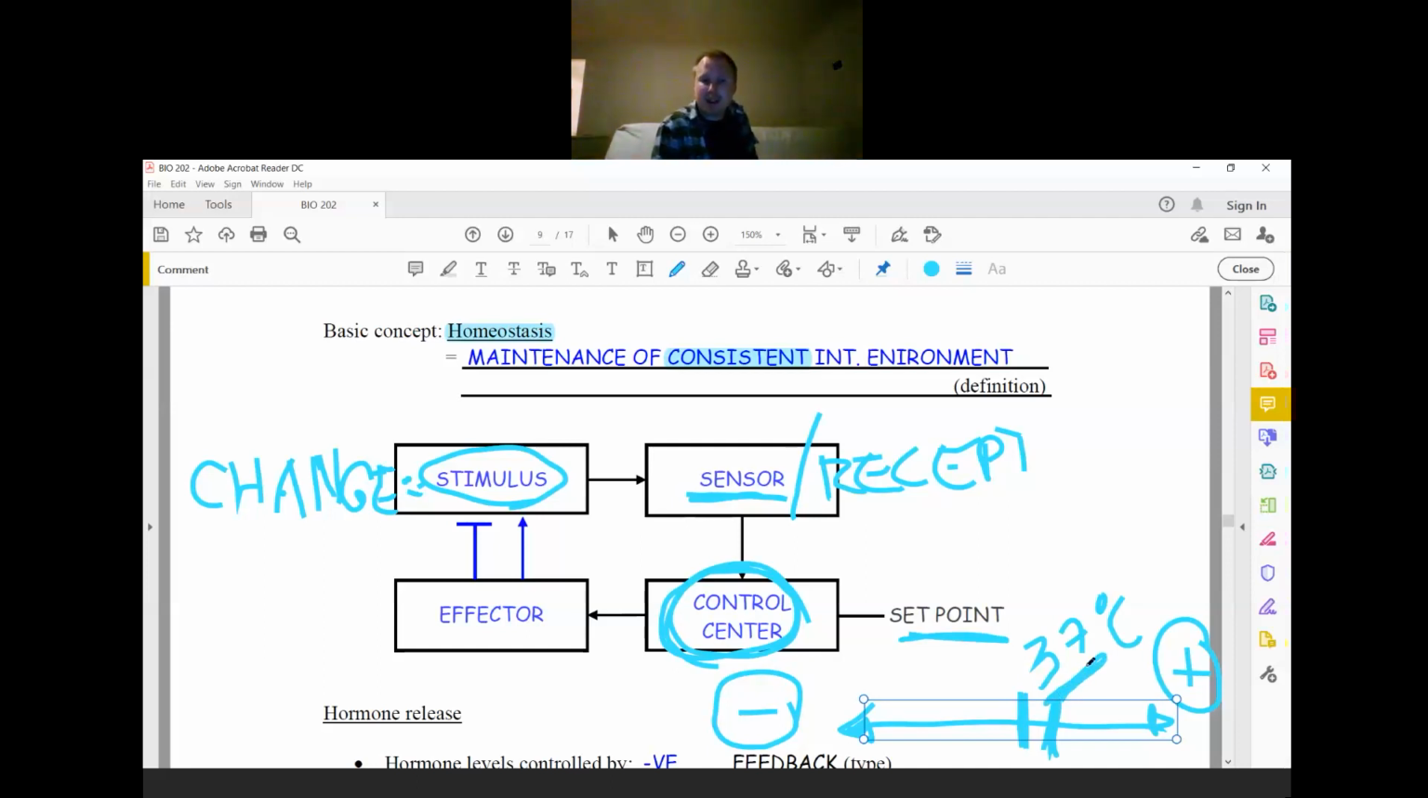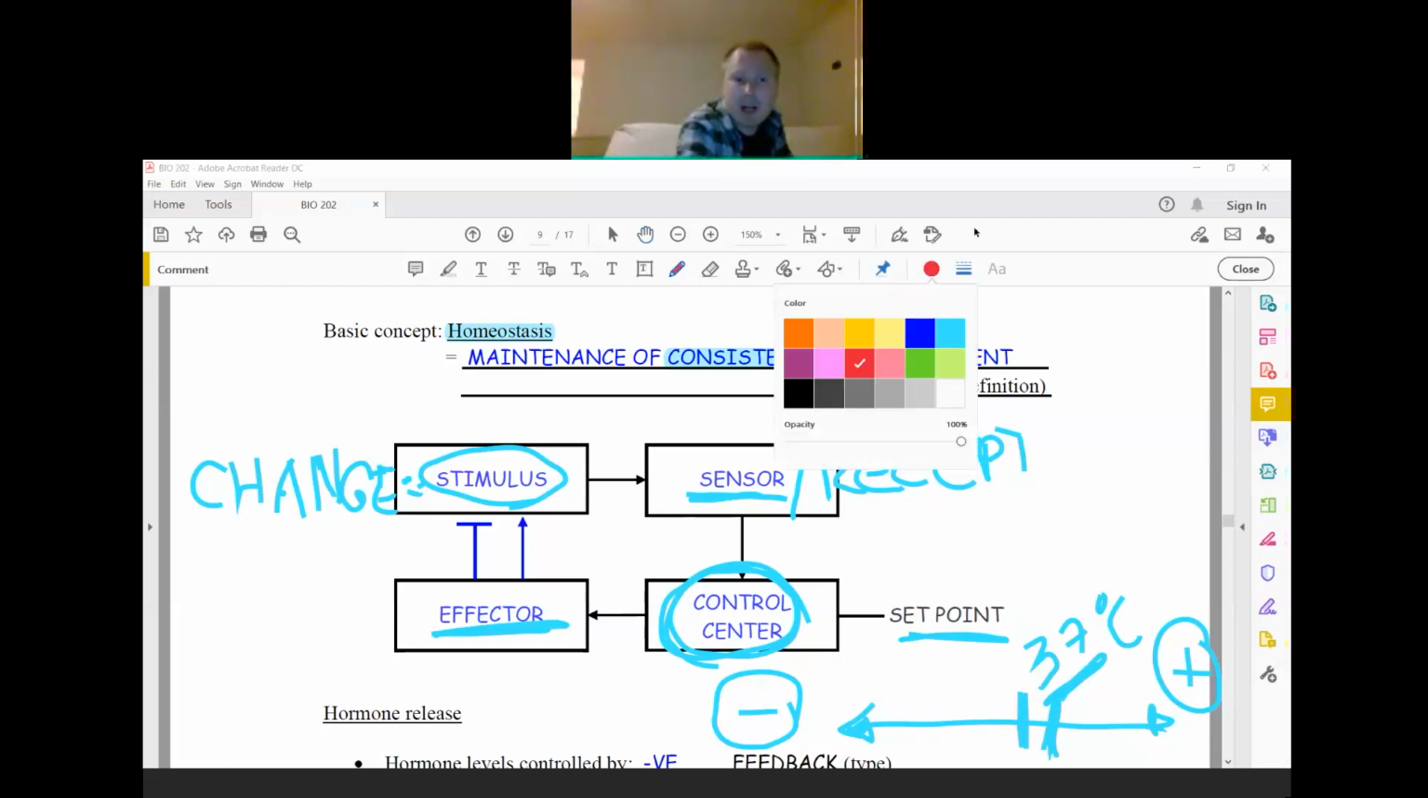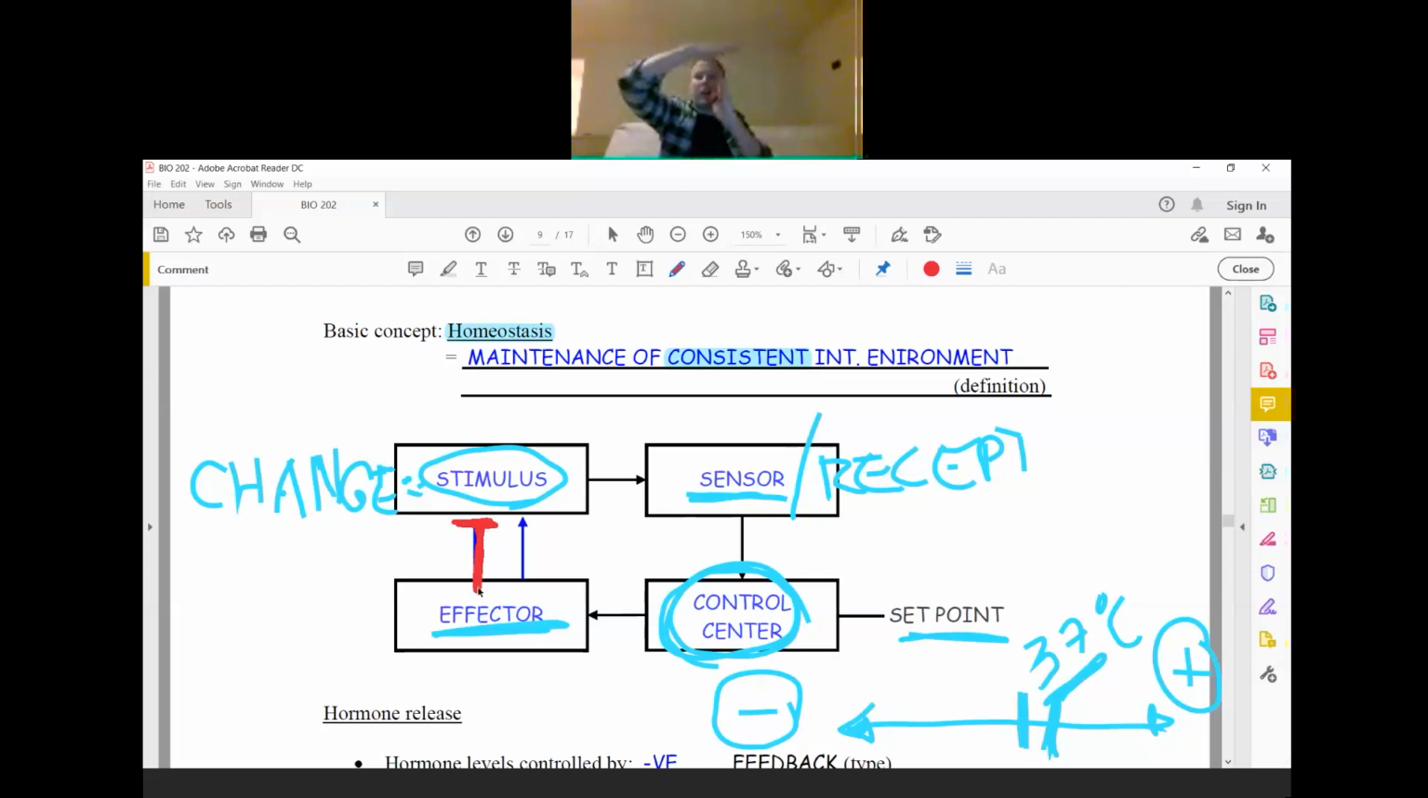Well, if the stimulus deviates from this range of acceptable values, the effector will kick in. What the effector does can be a physiological response or it can be a behavior that we do, but it will always aim to stop this change from happening. In electric or engineering diagrams, when you're stopping something from happening, it's shown as a line with a bar on top of it that stops it. The stimulus no longer happens, and we return back to that normal set point.